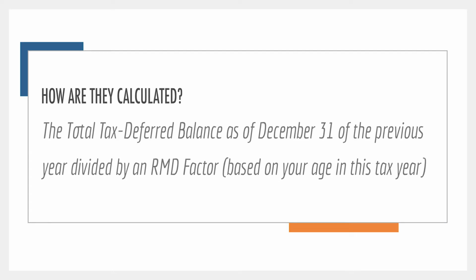How are these amounts calculated? The technical answer is the total tax deferred balance as of December 31st of the previous year divided by an RMD factor based off of your age. I know, boring calculation, right? But let me break this down and share with you an example so you can clearly see how this relates to you.